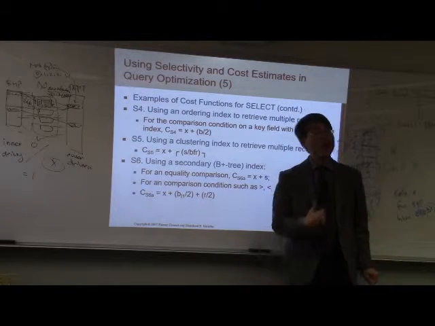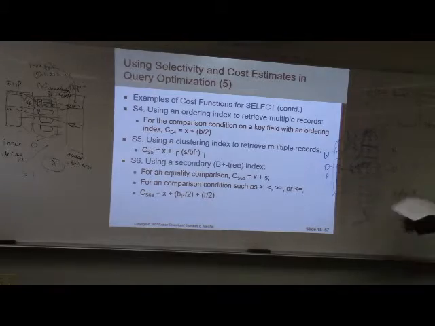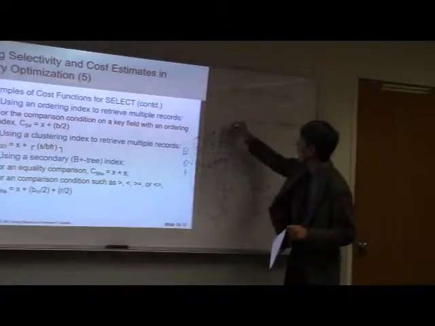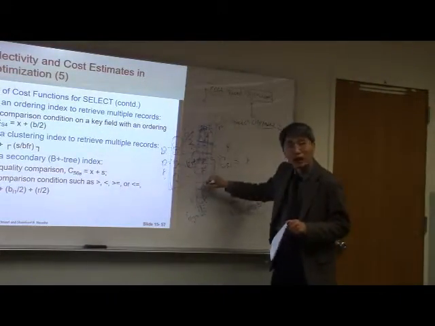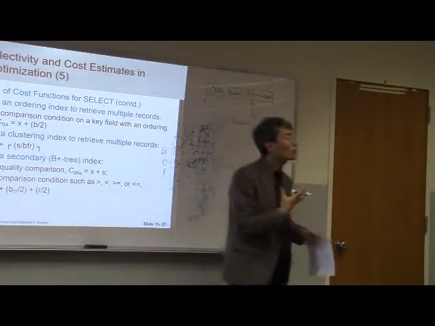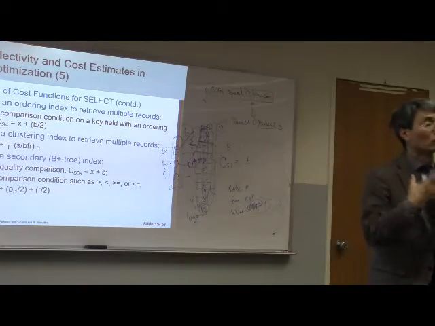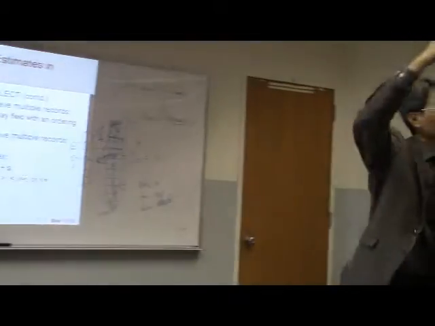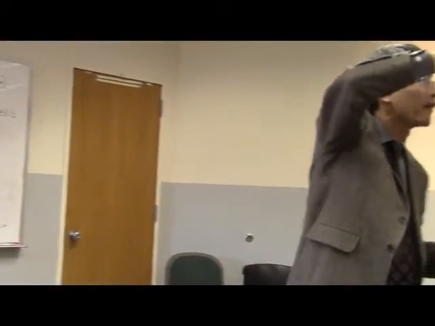B+ tree is a secondary index. We have the primary index, but additionally, for the non-sorted, non-ordered column, we can make an index based on the B+ tree that we have seen. Do you remember the B+ tree? It has the internal nodes and leaf nodes, and through the leaf nodes, we can access the data.